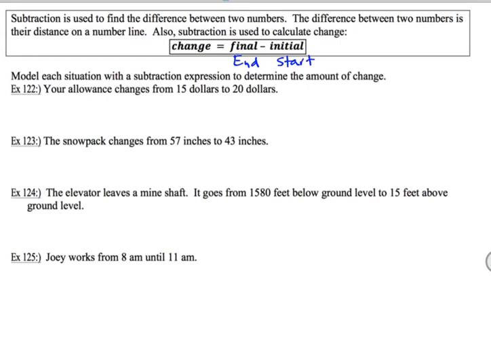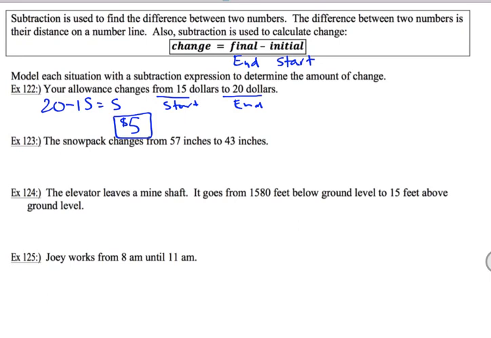So model each situation with a subtraction expression, then determine the amount of change. Your allowance changes from 15, that's the start, to 20, that's the end. So it's $20 minus 15 is 5. The change in your allowance is $5, and it is positive because it went up.